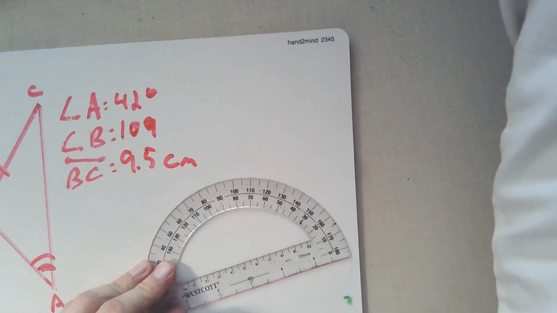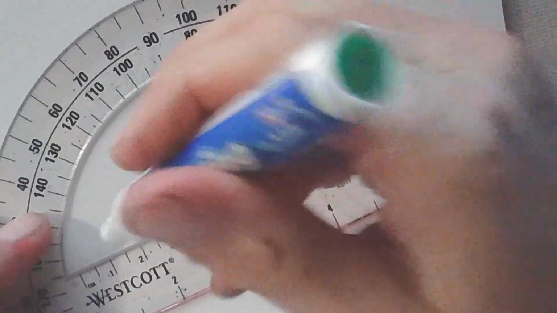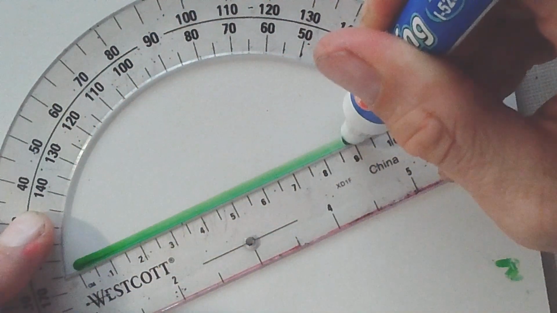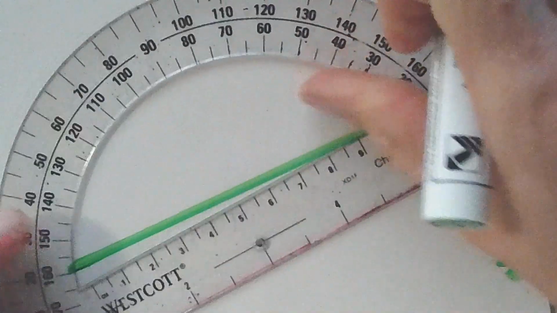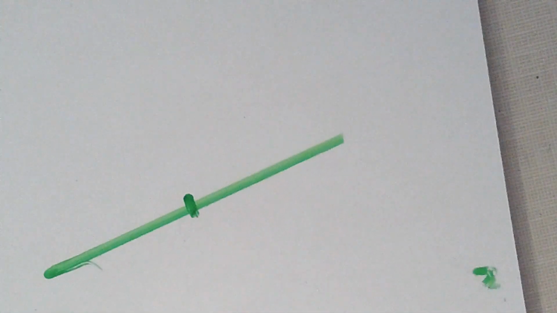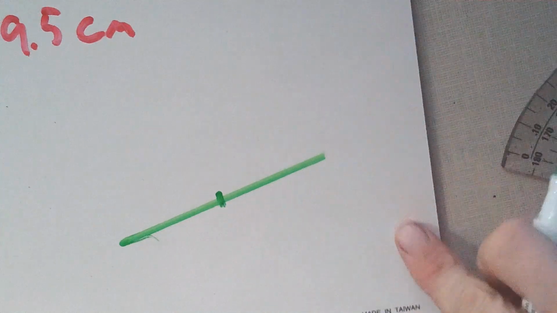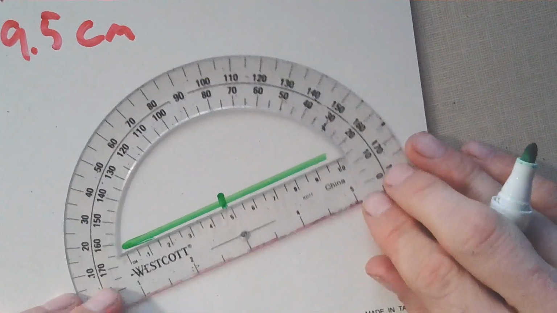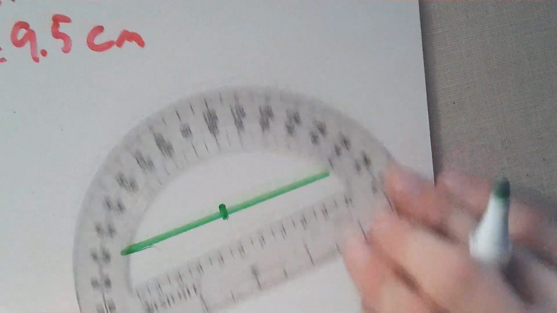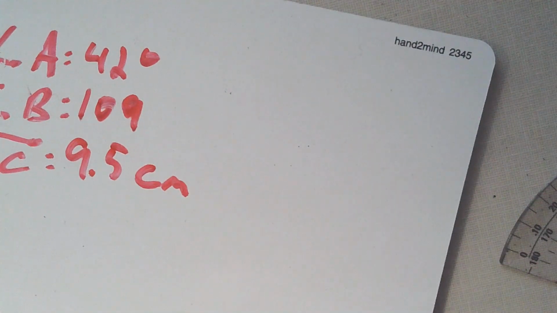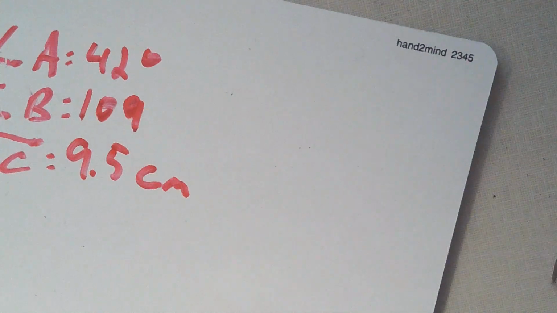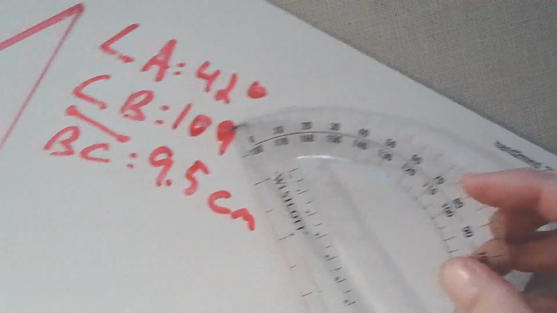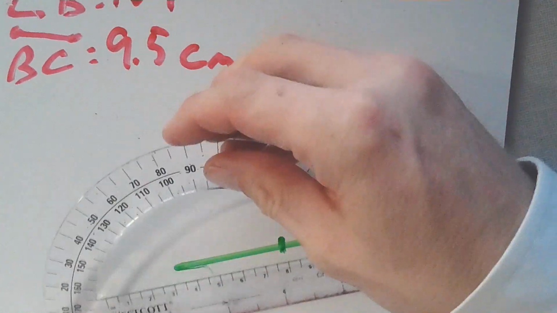Alright, so I'm going to go ahead and start drawing that triangle like I normally do. I'm going to draw 9.5 centimeters, right about there. Okay, and that is my single dash. I drew it with the inside of my protractor, 9.5 centimeters long or so. And then I need to draw my angle B here, angle B being 109.